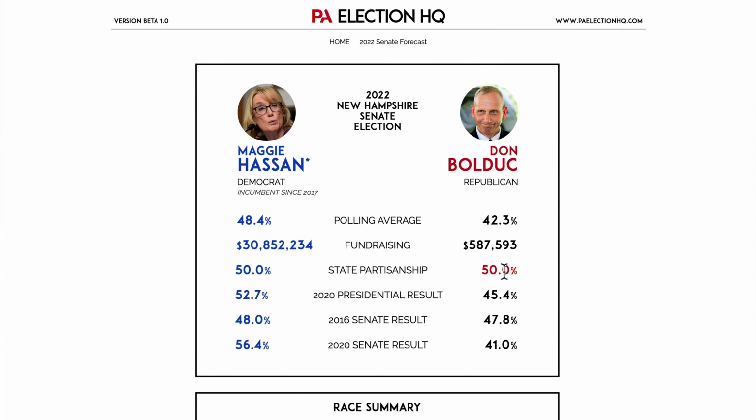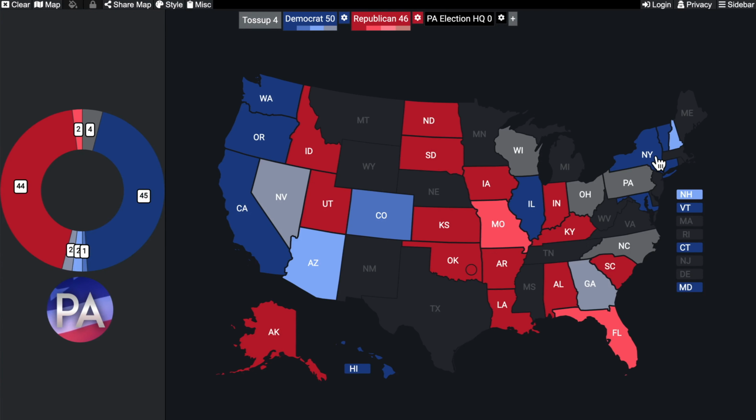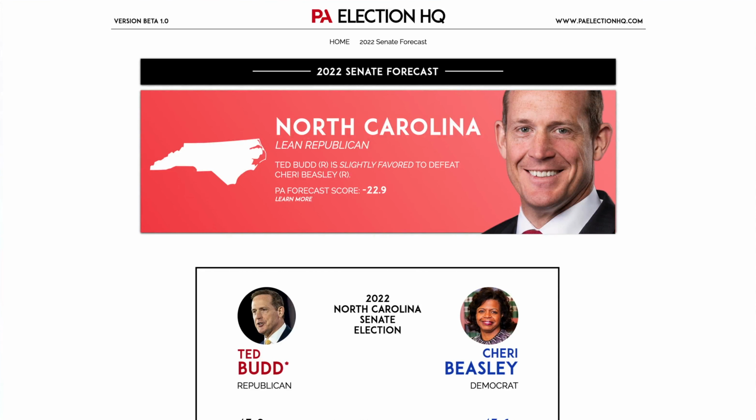But right now, even though New Hampshire has a state partisanship of 0 for both parties, just like Nevada, it is going to be a lean Democratic state. Next up, in North Carolina, Republicans have a slight advantage here.